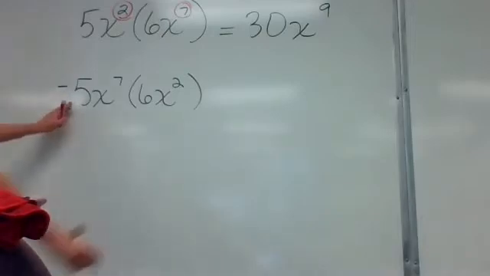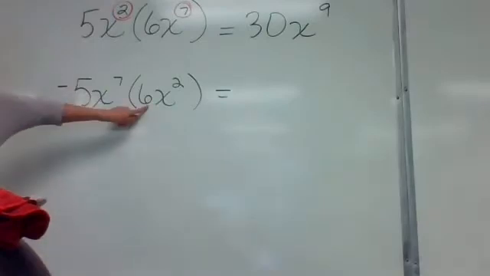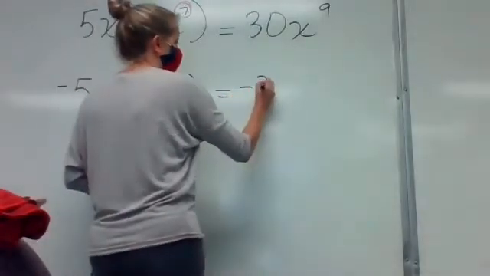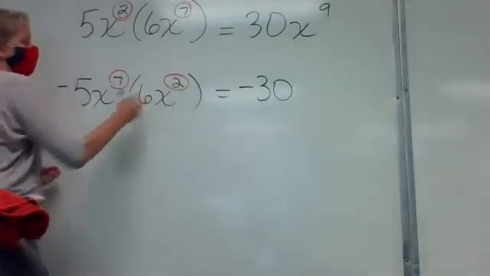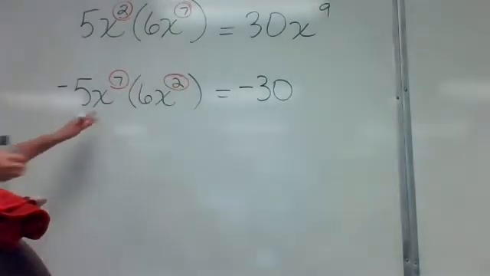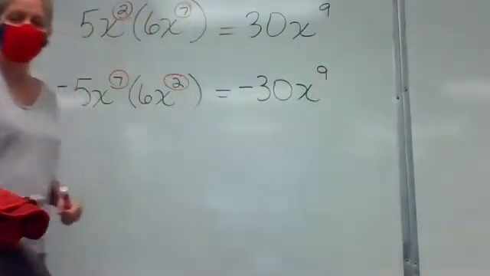Same on this part. Multiplication is still the same. Negative 5 times positive 6 gives me a negative 30 this time. And again, I'm multiplying the same bases here. So once again, x times x, I'll add their exponents to get x to the 9.